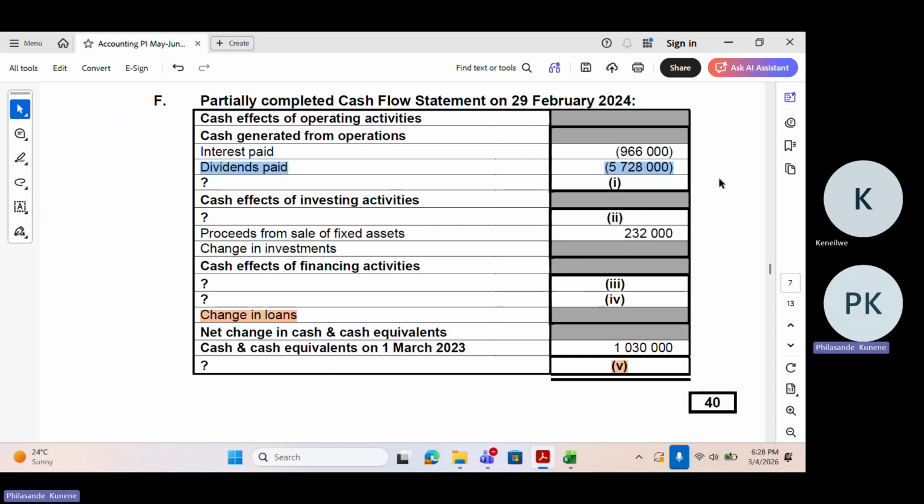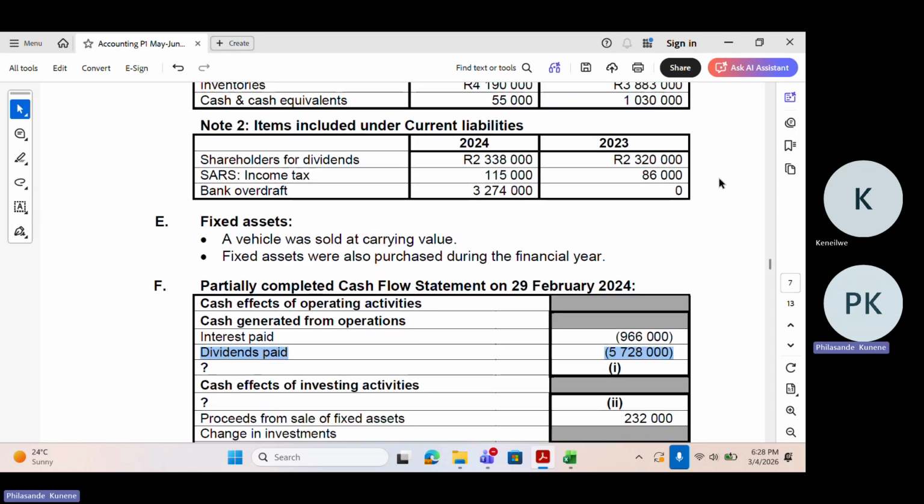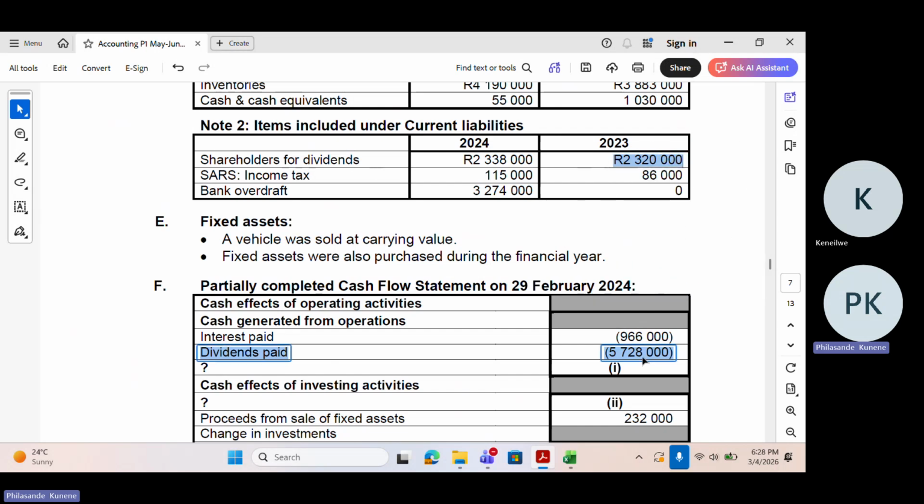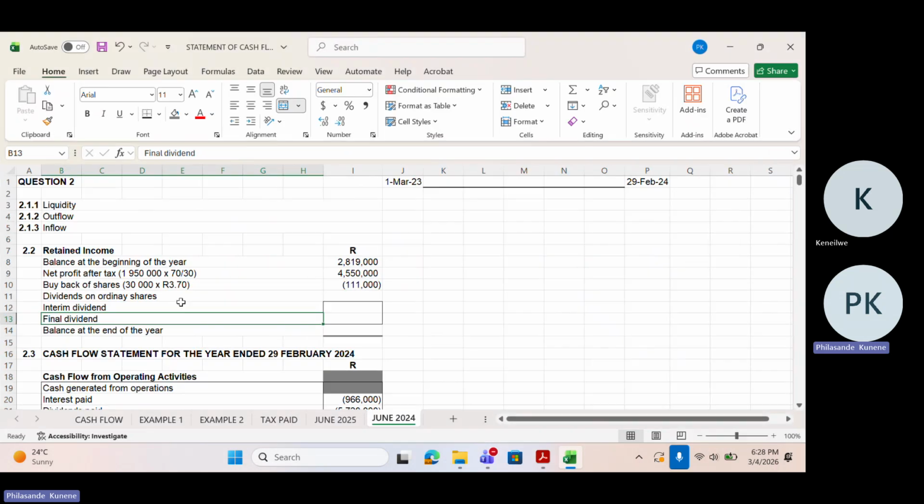Yes, so which means now, because I do have that shareholders for dividends, you remember that we have it here, and the shareholders for dividends, this is the one that is included there. So I can subtract it from this amount, and then I can be able to get my interim dividends. Am I right on that? Okay, so 5,728,000 minus 2,320,000.